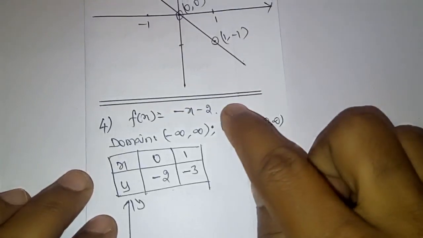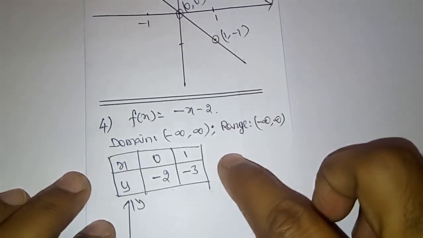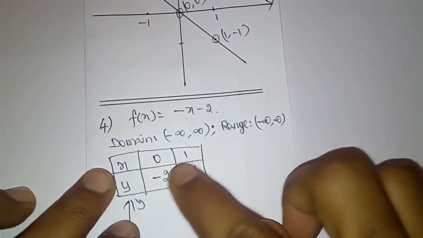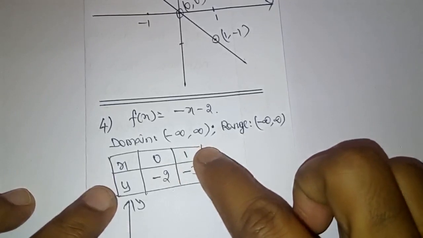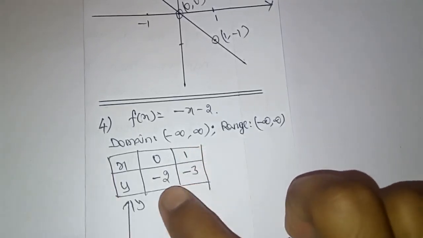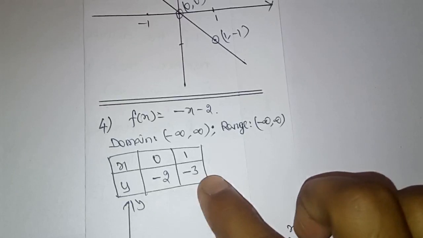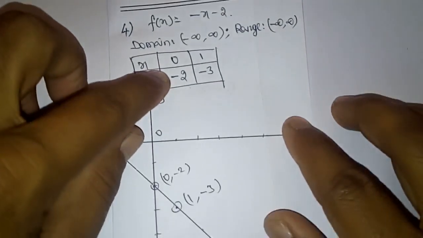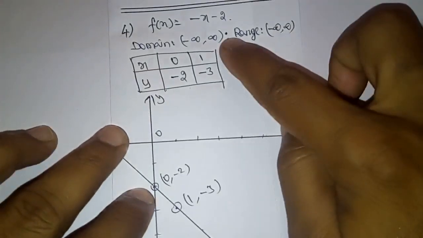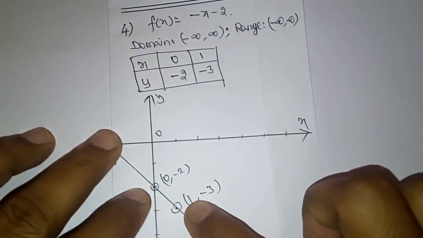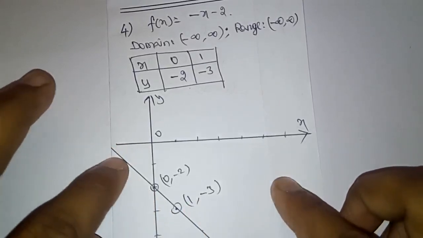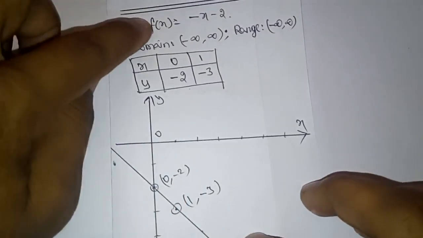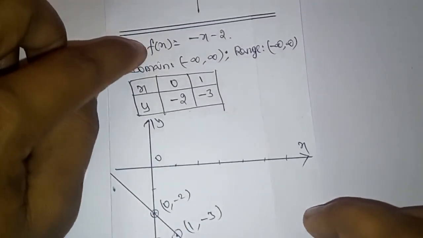It is a straight line, therefore we need a minimum of 2 points to draw the graph. The values for x are chosen as 0 and 1, and we find the corresponding function values as -2 and -3. Then the points (0, -2) and (1, -3) are plotted here. These 2 points are connected by a straight line. This is the graph of the given function f of x equal to -x minus 2.